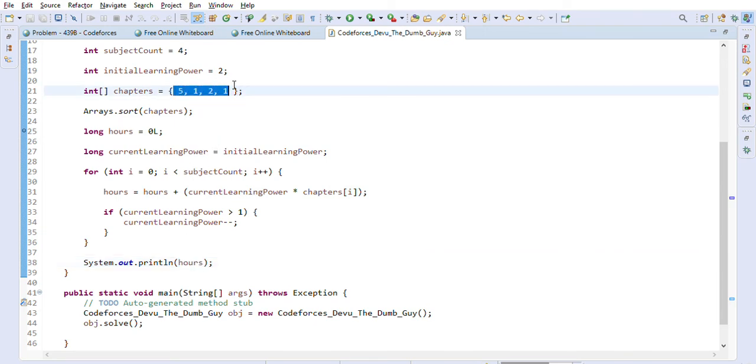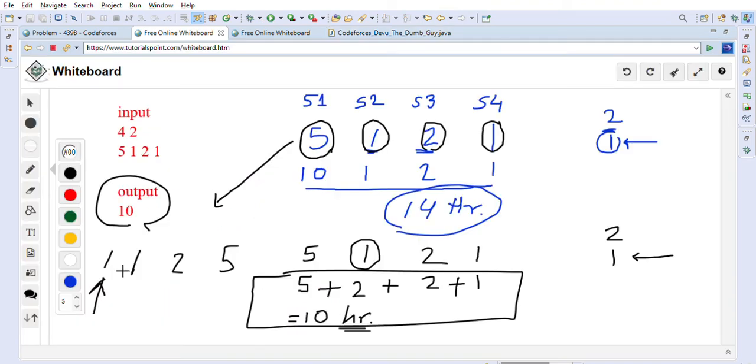So this array of number of chapters we will sort, right? 1 1 2 5, after sorting it will become 1 1 2 5. Our initial capacity is 2, so we multiply this 1 by 2, so it becomes 2. Then the capacity decreases by 1, so it becomes 1. Now 1 into 1 is 1. Then again it cannot decrease below 1, so it will stay as 1.